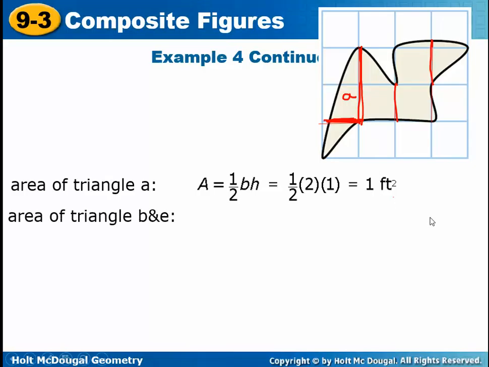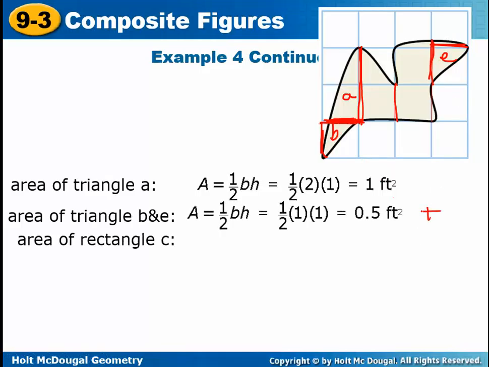Then I'm going to do triangle B and E. They look kind of the same. I'm going to use these two. And both of them have a base of 1 and a height of 1. So they're both equal to 0.5. There's two of those. Rectangle C is just base times height. The base can be 2, and a height of 1. So that's just an area of 2.